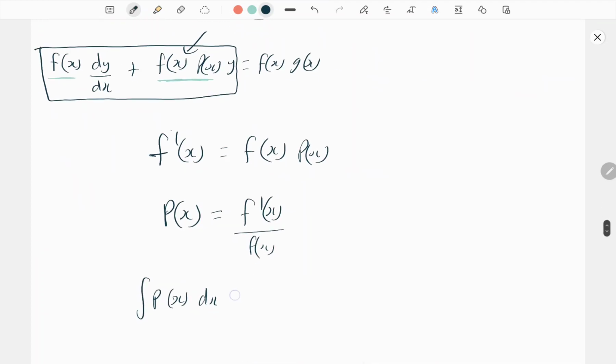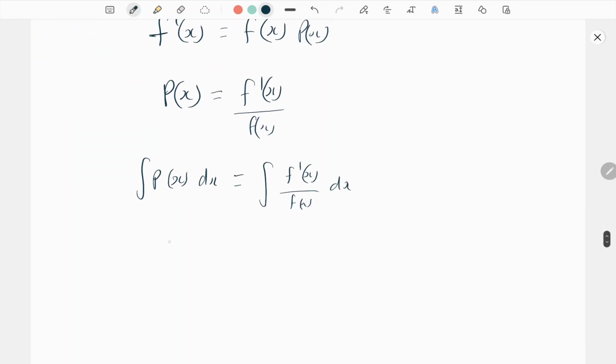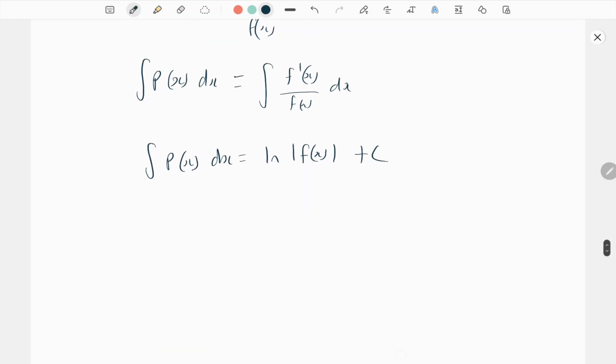And if we integrate the right hand side, the integral of f dash x over f of x, that should look familiar. There's a rule associated with that. The integral of f dash x over f of x would be ln f of x. So the integral of p x dx is equal to ln f of x plus c. And now you don't have any f dash there. We can actually rearrange this to find out what f of x is. We can find out what function f of x is.